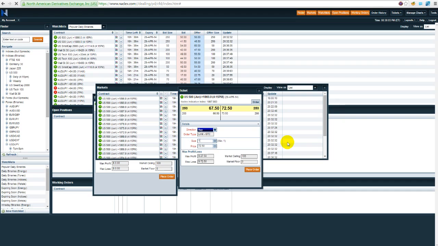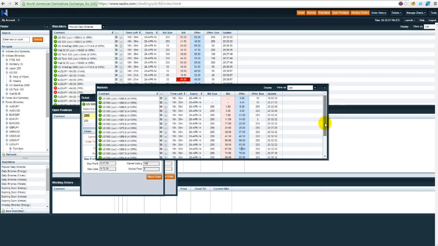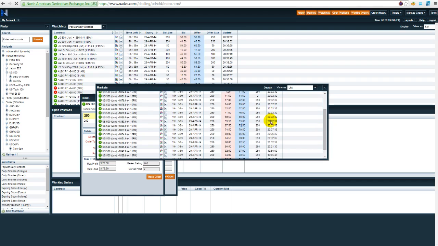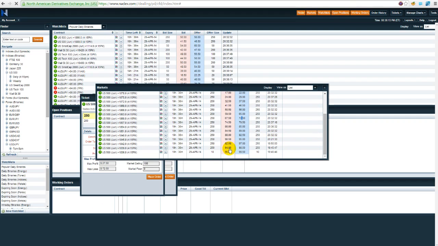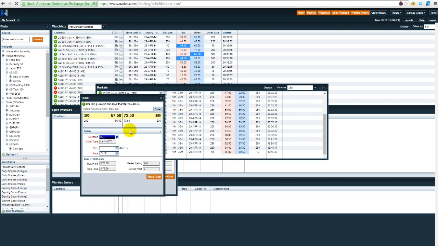Now again, I don't necessarily expect to hold this to expiration. So, realistically, I'm like, hey, if I buy it and I sell it, probably about $94 is the best I'm going to get right there. So 72 to 94, that's going to give me $22.50.